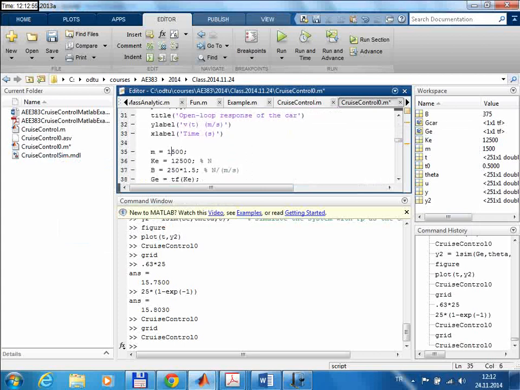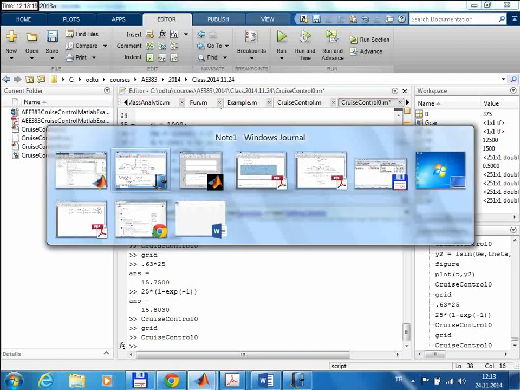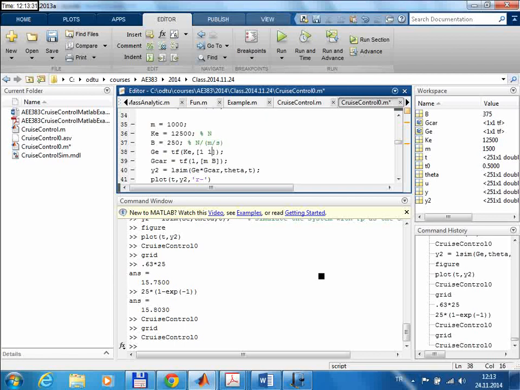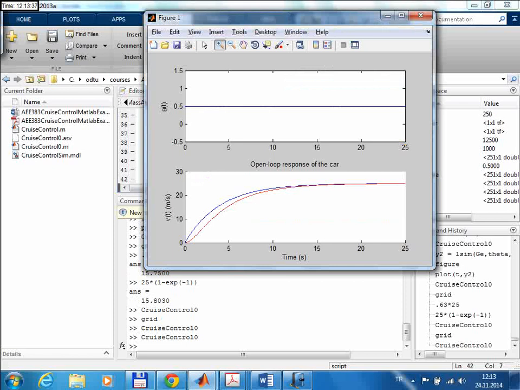Okay, so I'm taking this mass back to the original value. So I'm going to change this part. So this is a dynamic model. So instead of a constant number, I have a denominator as well. And that denominator is 1 and 1. Okay? And that's because I have a first order polynomial. The coefficient of S is 1 and P is chosen as 1. Now let me simulate it and see the results.